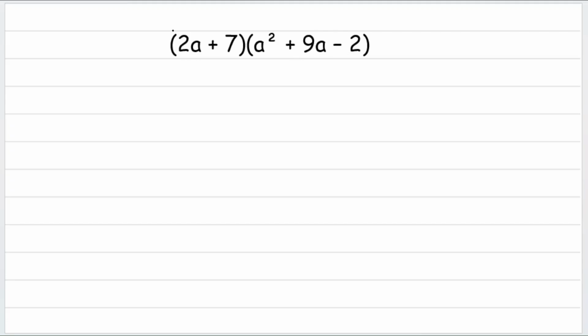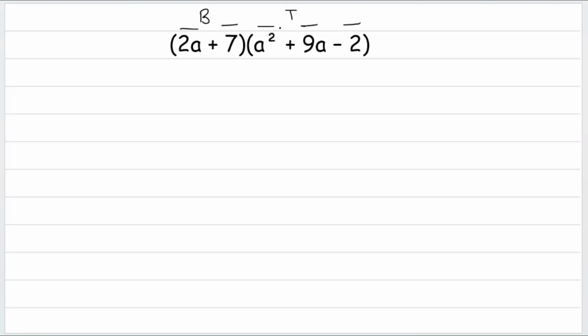If you see here carefully, this is a binomial. There are two terms, 2a, 7. And then this bracket is a trinomial. There are three terms, a square, 9a, and negative 2. So what we are doing in this particular question, we are multiplying binomial with a trinomial.